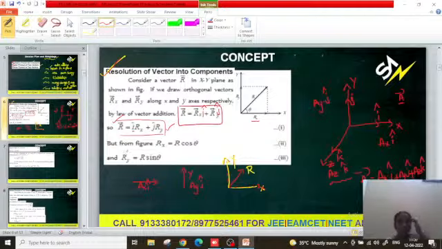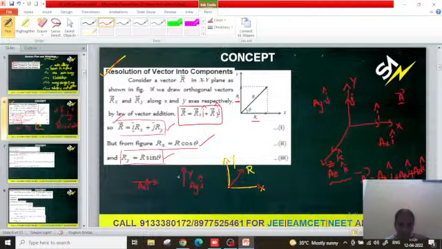So by following vector addition, this is the vector resolved into its components, and from the figure we can see Rx is adjacent to the angle. Always remember, the side which is adjacent to the angle will be the cos component. So we can write Rx is equal to R cos theta, and the Ry component is opposite to the angle, so Ry is equal to R sin theta.